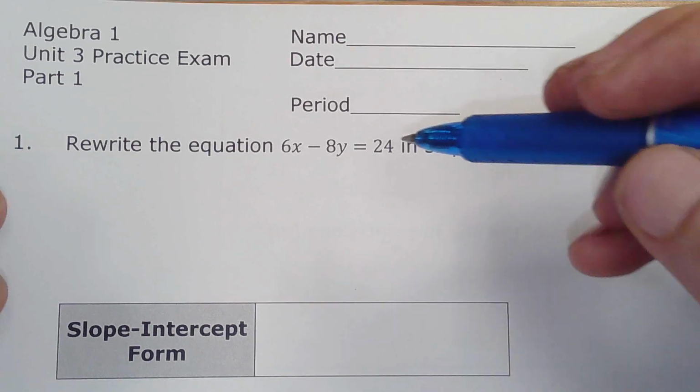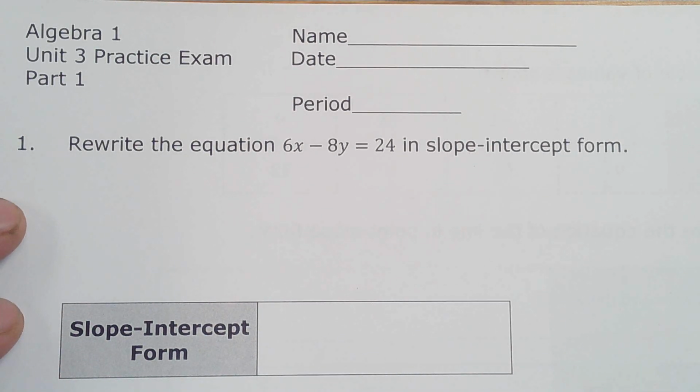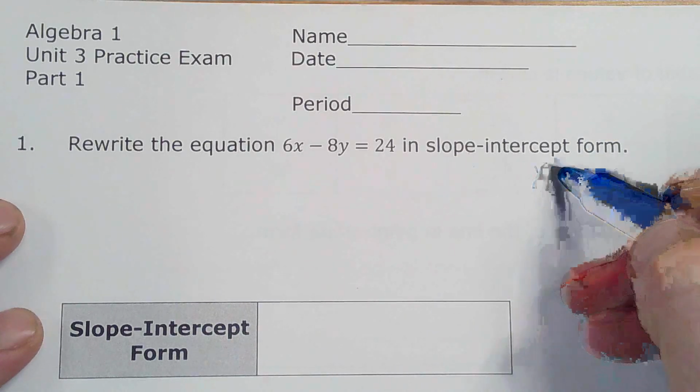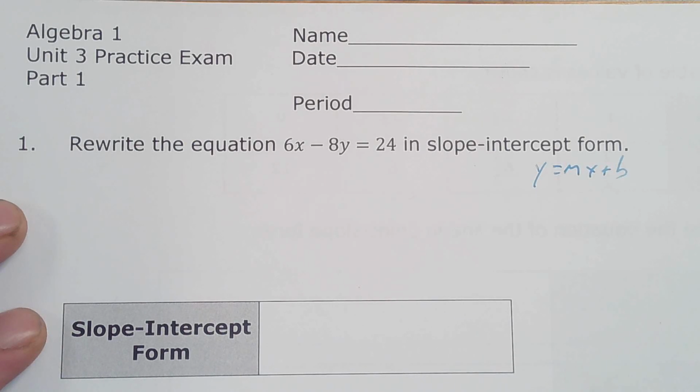All right, so here we have an equation, 6x minus 8y equals 24. This is in standard form, and it wants us to rewrite it in slope-intercept form, which is in the form of y equals mx plus b. So we have to solve for y. First step is to get y by itself.